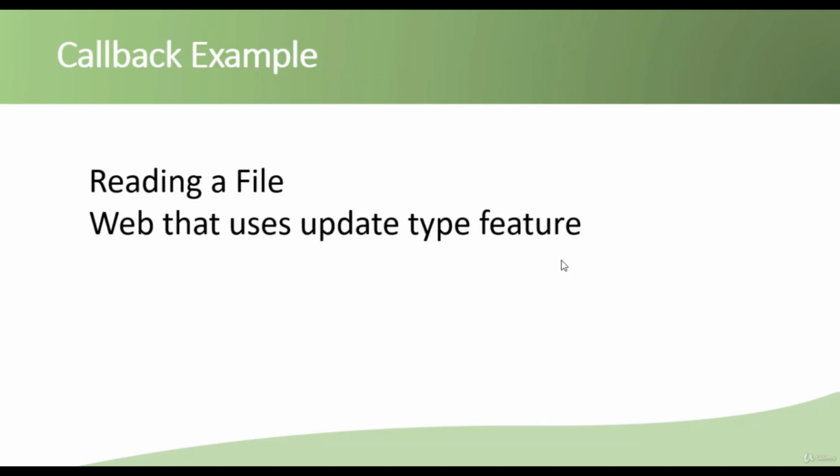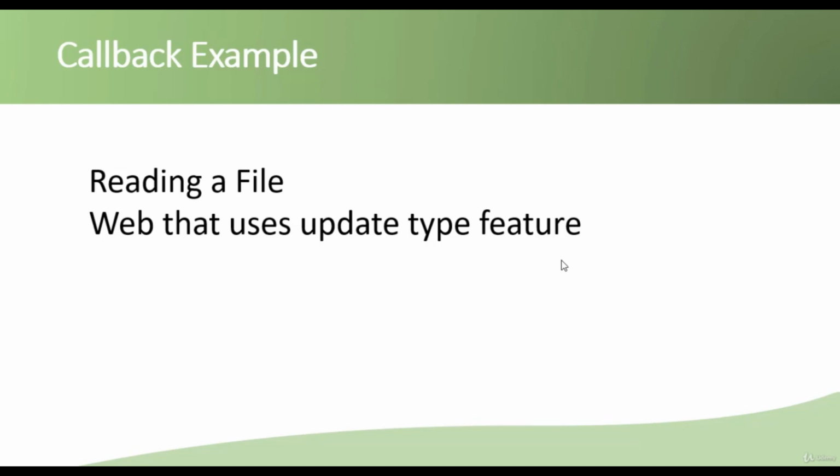So what are the examples of callbacks? First of all, we have reading a file, and the second one is a web update feature. For example, we are updating some data on our website. When we click on the update button, the updating process takes a long time. So that updating process will move to the background of the application, and we can do other work. When that update is completed, through the help of the callback function, we will be notified that your update has been completed.